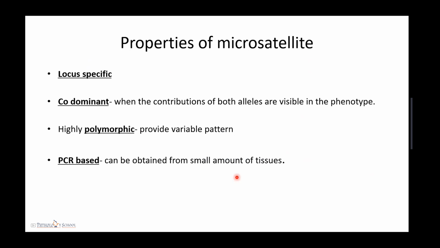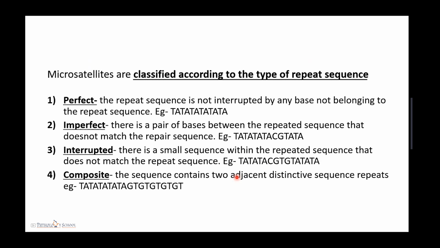And they are PCR based. It can be obtained from small amounts of tissues. Now, microsatellites are classified according to the type of repeat sequence. So there are 4 types: perfect, imperfect, interrupted, and composite.